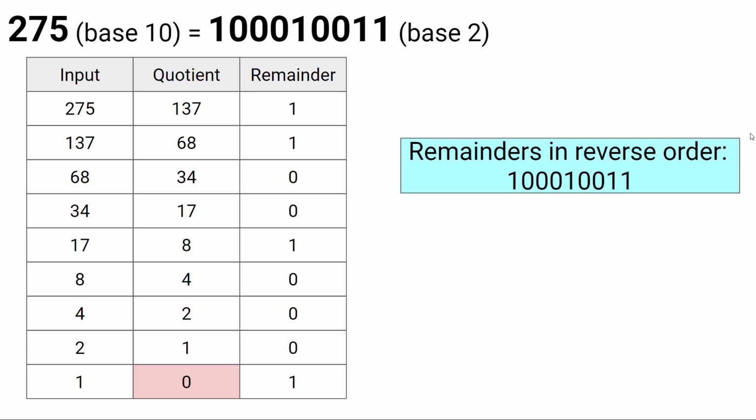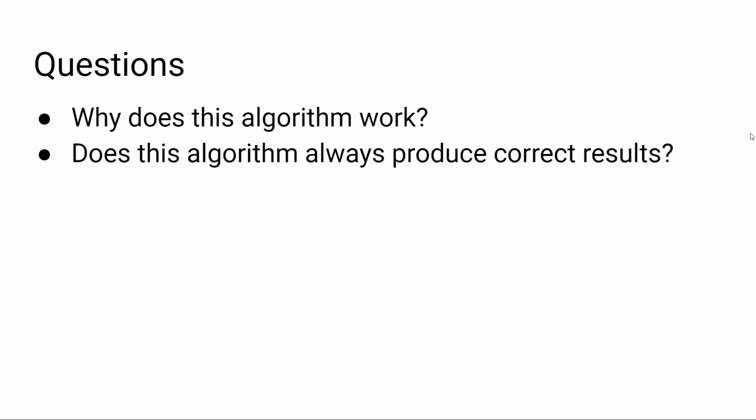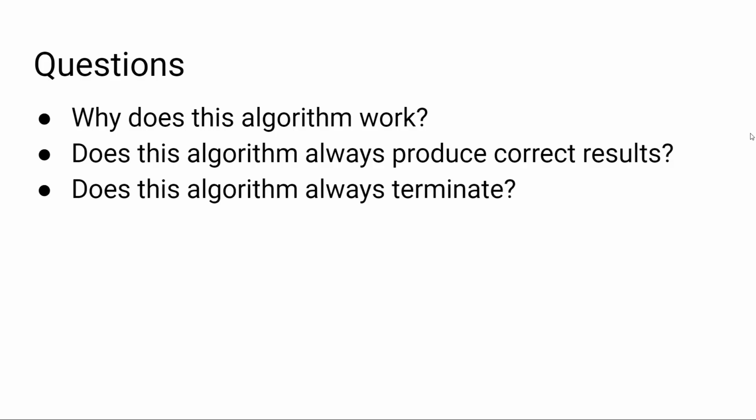But you wouldn't be wrong to have a lot of questions about this algorithm. For example, why does this algorithm produce the correct binary form of the integer? Are we sure that it always does produce the correct binary, or did we just get lucky with these examples? Are we sure that the algorithm always terminates, or is it possible that we could start with an integer that throws the algorithm into an infinite loop?